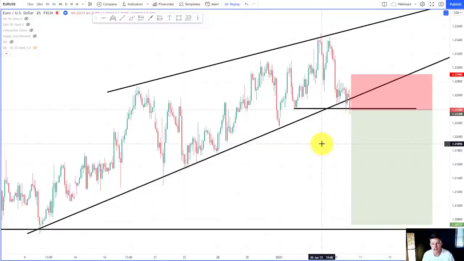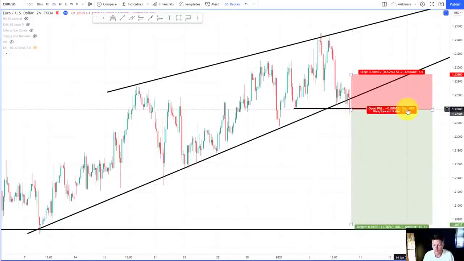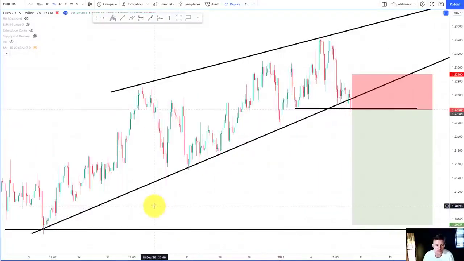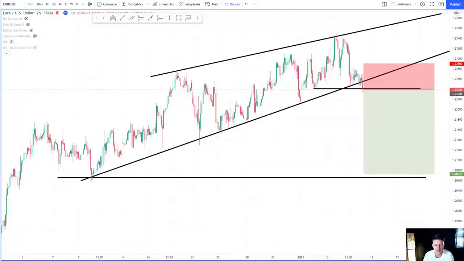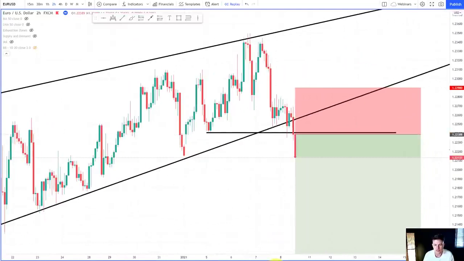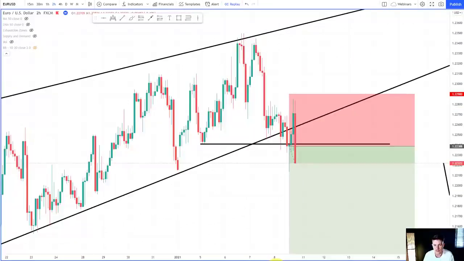So we are going with the trend, but also we are very early on, so we could catch theoretically big winning trades. So let's go for this 3.2 reward to risk ratio. It's based on a previous swing low. It's also the origin of this trend line, and let's see what happens. You can see the trade is unfolding nicely.